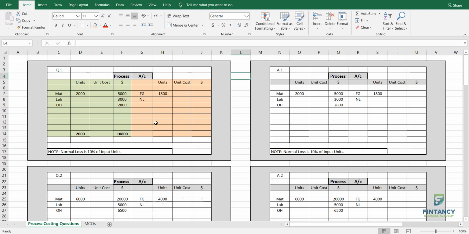A1 means answer 1 and Q1 means question 1. Here, first of all, I am totaling my units, then I am totaling my cost, same as in the question. Then I came here in the normal loss and I'm saying 0.1 into input units. Normal loss will be on input or output? Input. So that will become 200.